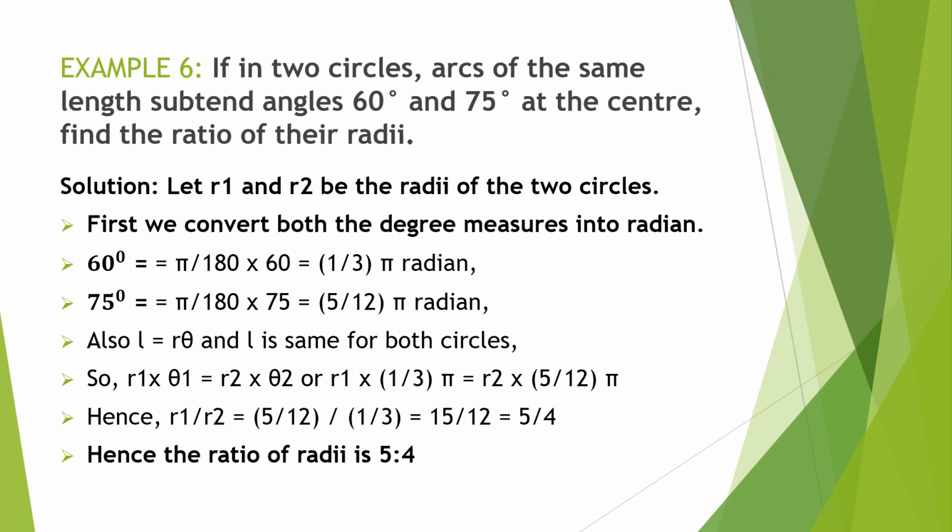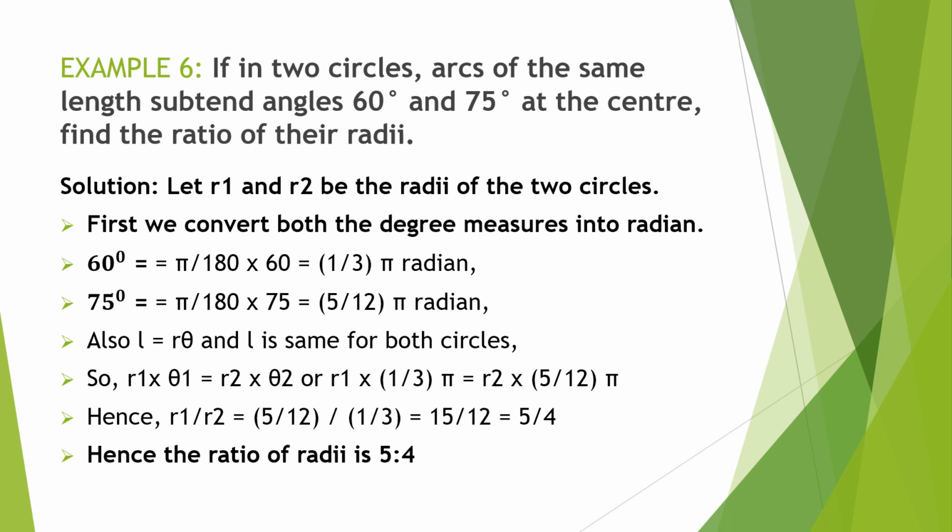So first of all, we know that the formula works in radian. So first we convert both the degree measures into radian. 60 degree is equal to pi upon 180 into 60 radians, which is 1 upon 3 pi radian. Similarly, 75 degree is pi upon 180 into 75 or 5 upon 12 pi radian. Now what is the formula? L is equal to r theta.